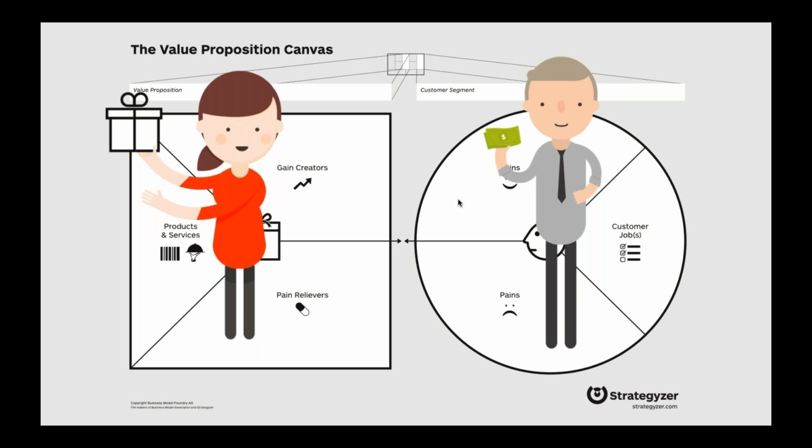The value map on the left-hand side, your value proposition, that's where you make decisions. You decide which pains and gains and jobs you actually focus on. So very important. Right-hand side, customer profile, we can understand. On the left-hand side is where we make the decisions.